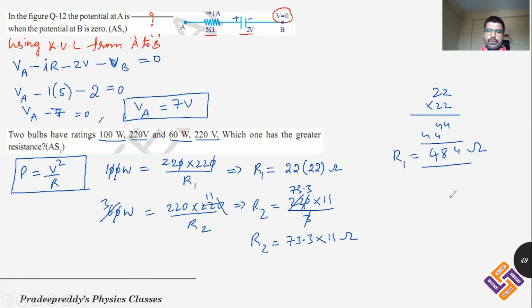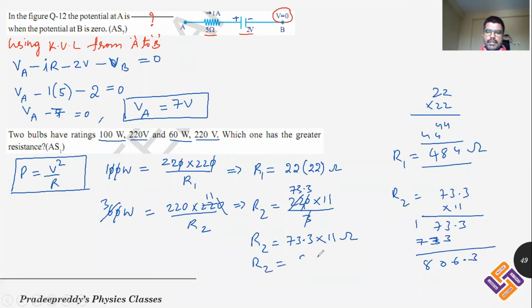Next, R2 is equal to 73.3 into 11, that is 73.3, 3 7s, 3 3s are 3, this is 3 3, 3 6, 7 plus 3 it is 10, 7 plus 1 is 8, and here is this point, that will be R2, which is equal to 806.3 ohm. R1 is 484 ohm and R2 is equal to 806.3 ohm. Therefore, R2 is greater than R1, that is the resistance of two bulbs.